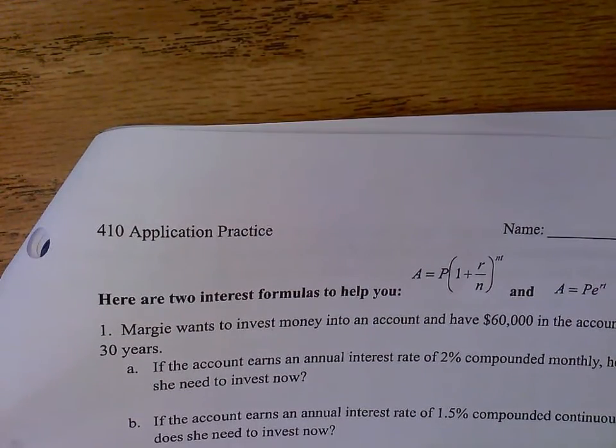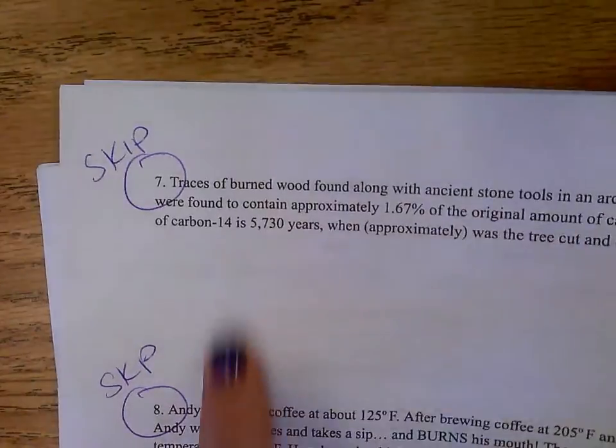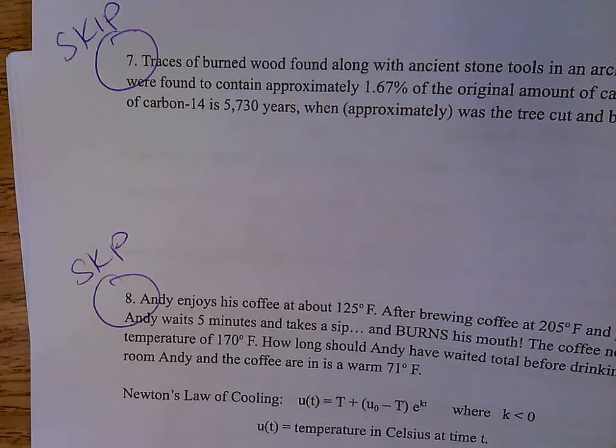See how 410 says application practice? The whole first page is just interest. You've done interest. You can guess and check with interest. You guys can do interest without me. You don't need a video for that. And then for 7 and 8, I said just circle them and write skip for Monday, Tuesday. Those are the ones I'd have to leave you a video for, but we're not going to have a lot of time right now to get through 409 and understand it. So the 7 and 8, I'm going to have you skip for Monday.